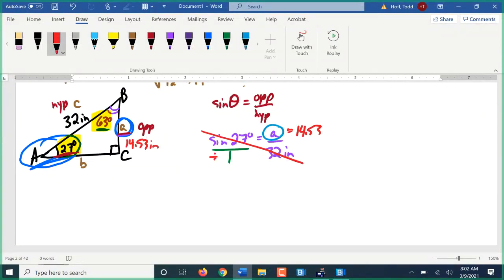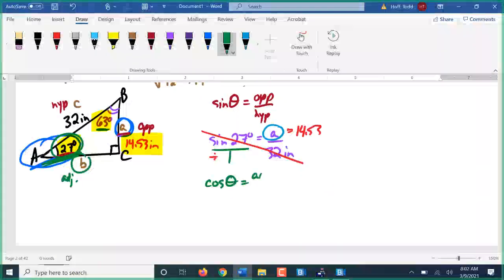Now, I could find B by doing A squared plus B squared equals C squared. But again, that would require me to use this 14.53 that I calculated. And rather than reuse a result of my own calculation, if at all possible, I try to go back to original information or given information at each step. So to find B, B here would be the adjacent side, if I'm still using angle A, the 27 degrees. So adjacent and hypotenuse, that would be cosine.